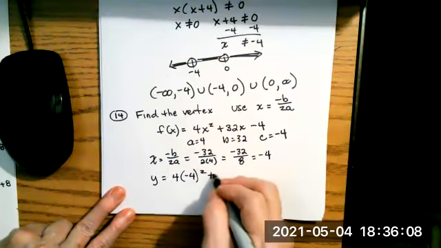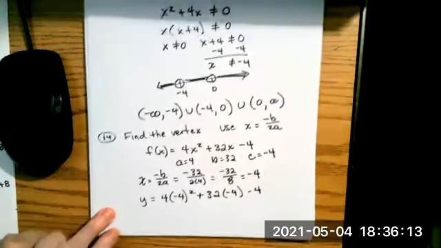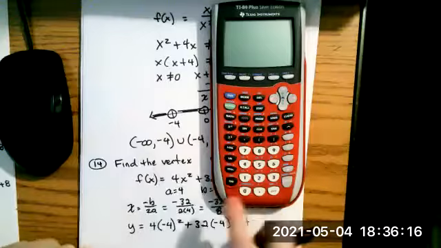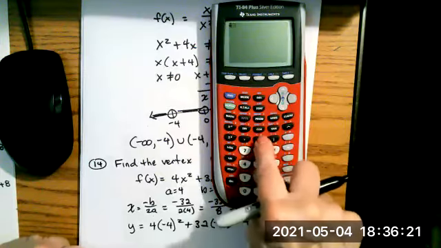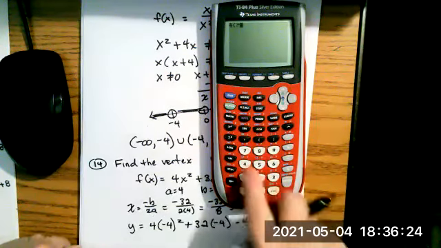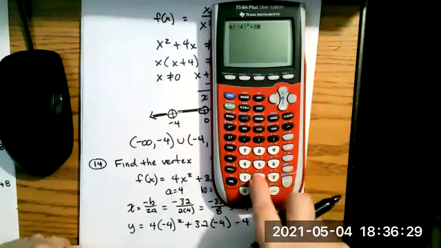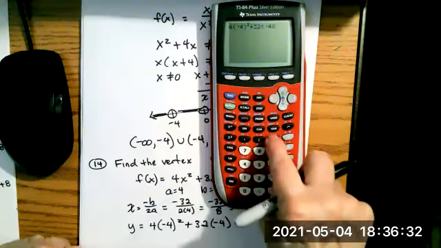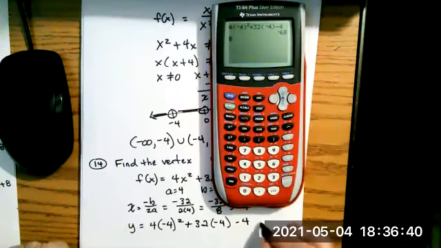And I would not do this in my head. I would grab my calculator and do it. I would do 4 parentheses, negative 4, use your little negative key down there, squared, plus 32 parentheses, negative 4, minus 4, and you get negative 68. So your vertex is negative 4, negative 68.